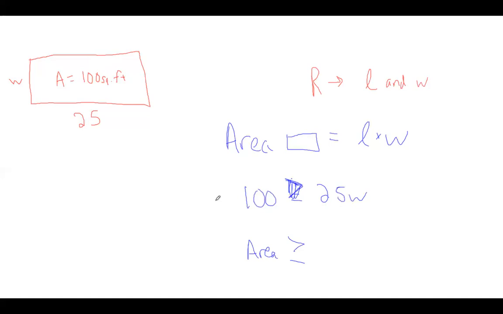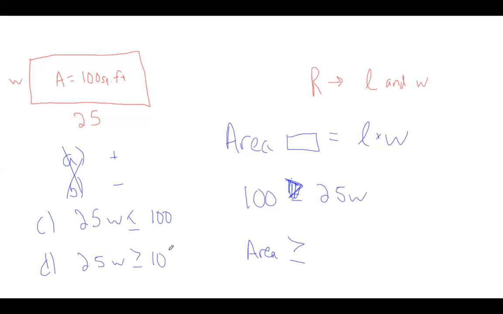Sorry. But which ones do we know are not the correct answer? We know that A and B are not correct because they involve addition and subtraction. We're doing area, which has multiplication in it, right? So if we look at C and D, we can try to figure it out from there. 25W is less than or equal to 100, or 25W is greater than or equal to 100.